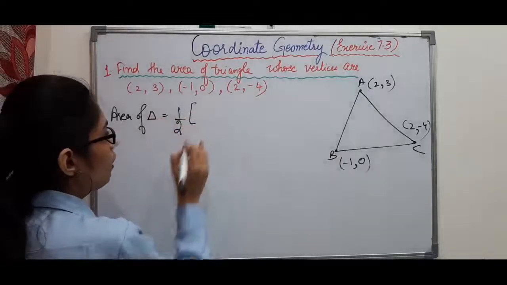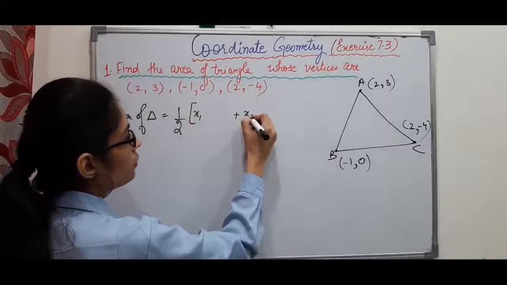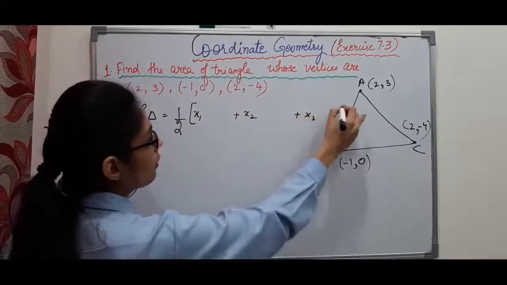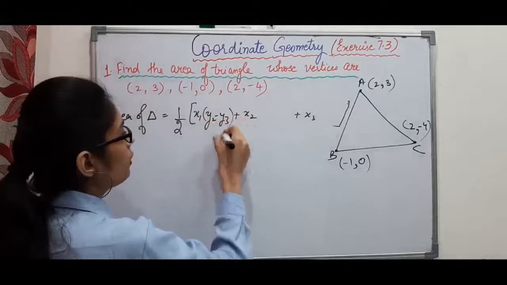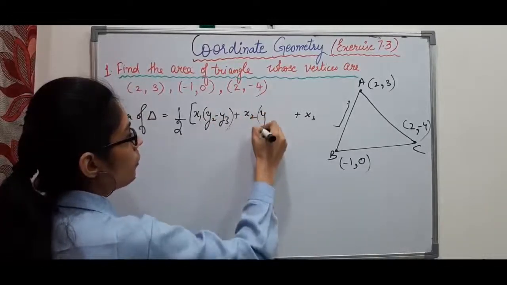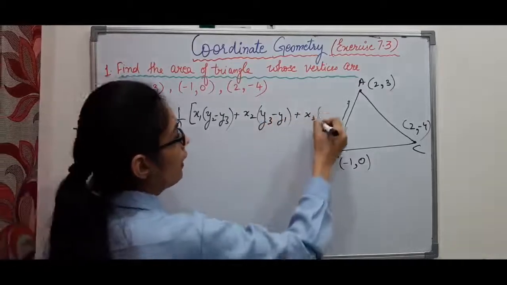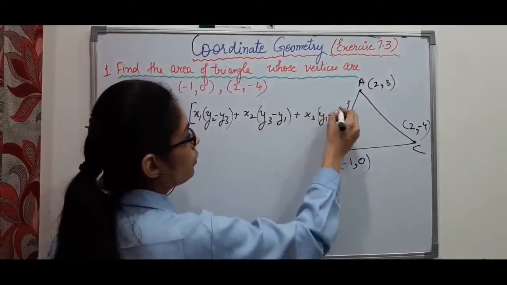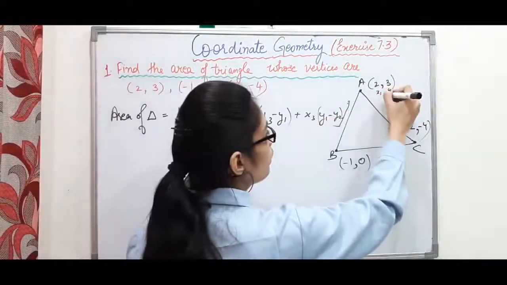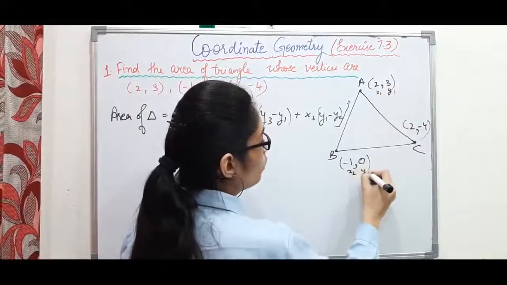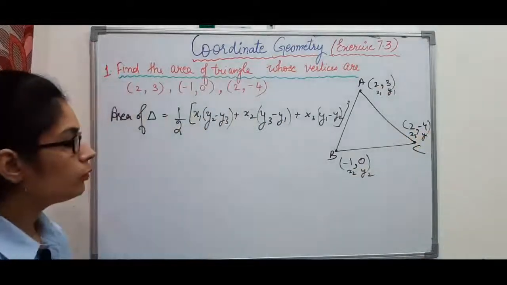So it is half into x1, x2 and x3, we will write it in that way, and then you can write the remaining: y2 minus y3, y3 minus y1 and y1 minus y2. Here you can name these points: you can write this as x1, y1, x2, y2 and this is x3, y3. You can name it in this way also.